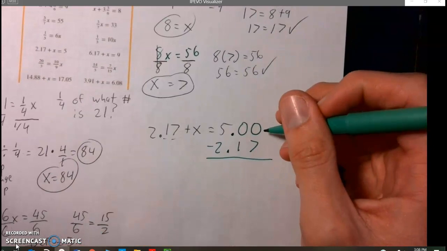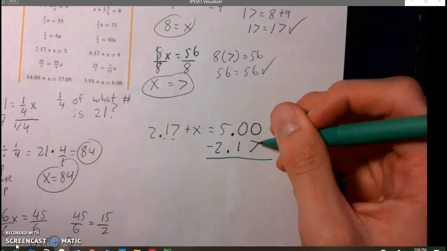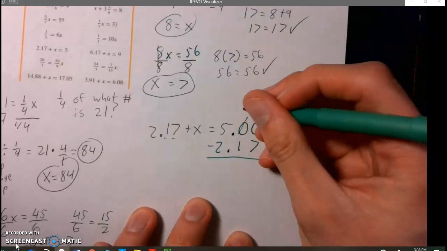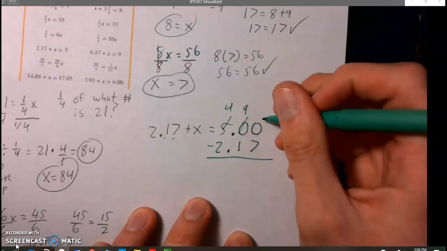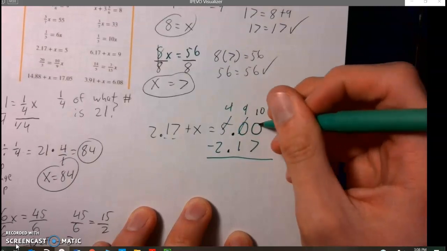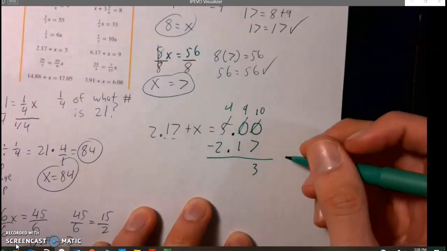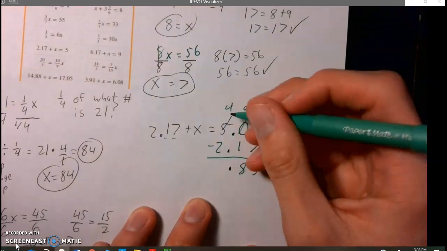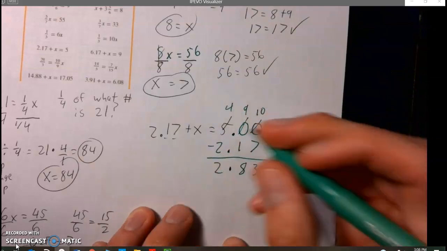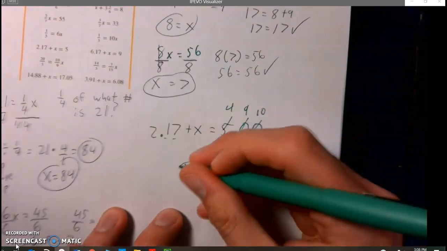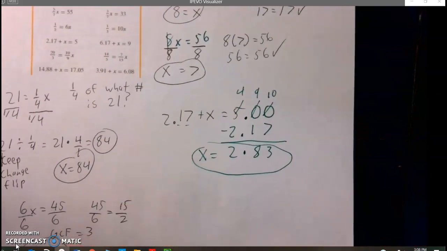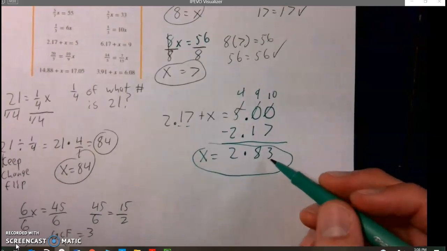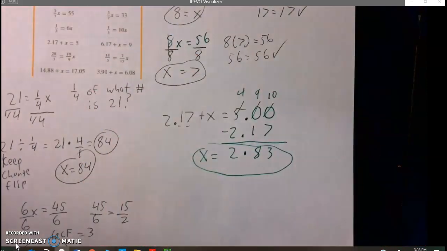So we're going to have to borrow from here because you cannot take 7 away from 0. So we'll turn this into a 9. We should also turn this into a 4. To turn this into 10, 10 minus 7 is 3. 9 minus 1 is 8. And 4 minus 2 is 2. So x needs to be 2 83/100. And 2 17/100 plus 2 83/100 would in fact get me back to 5.